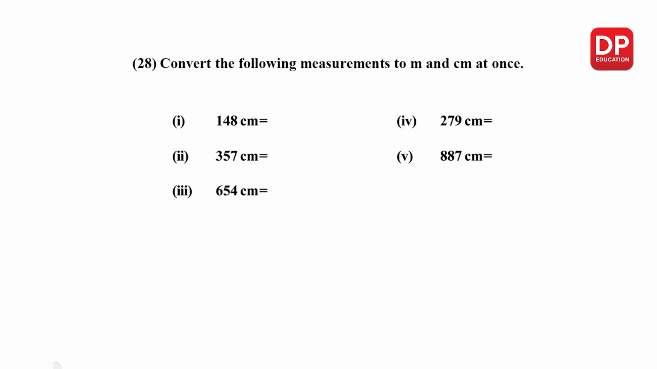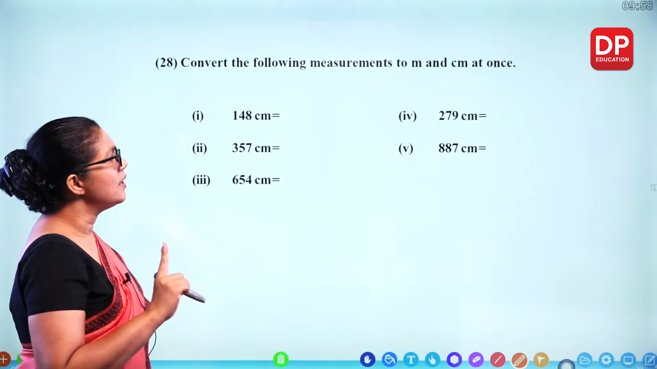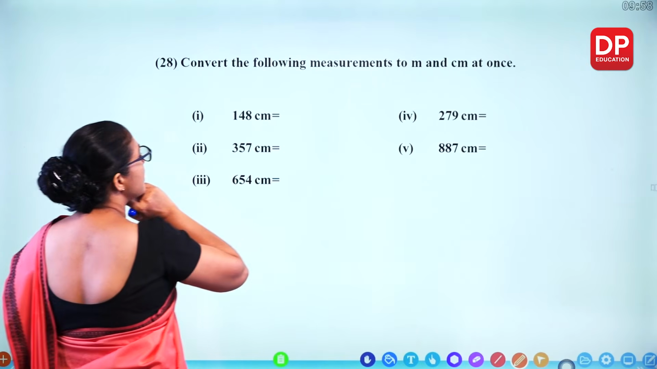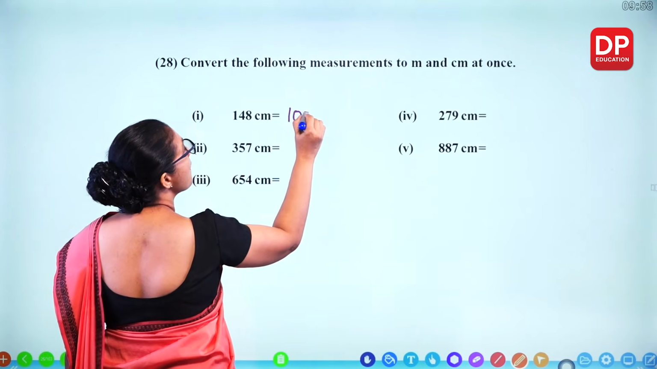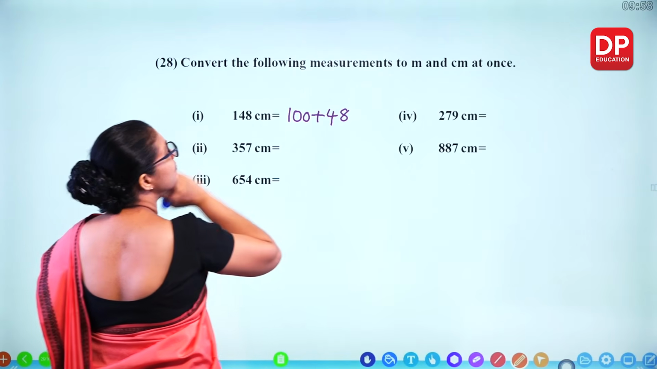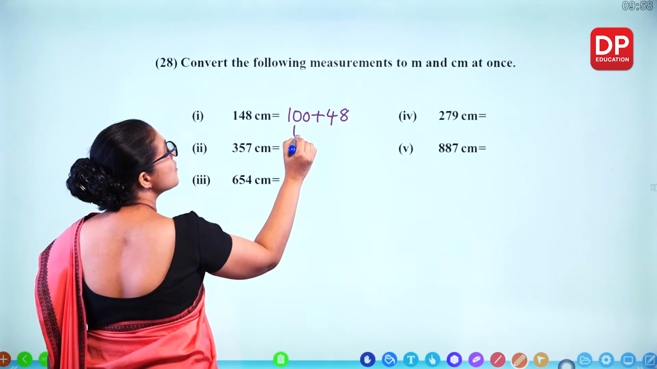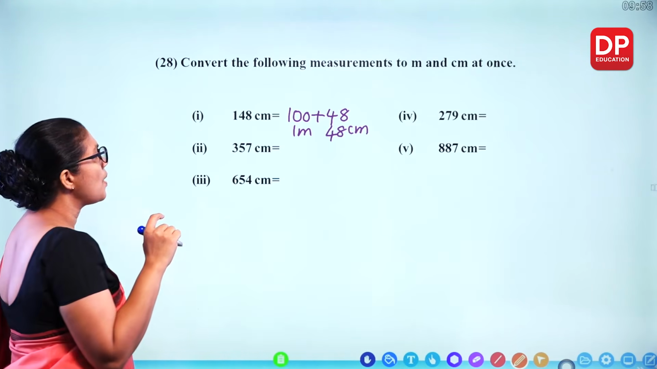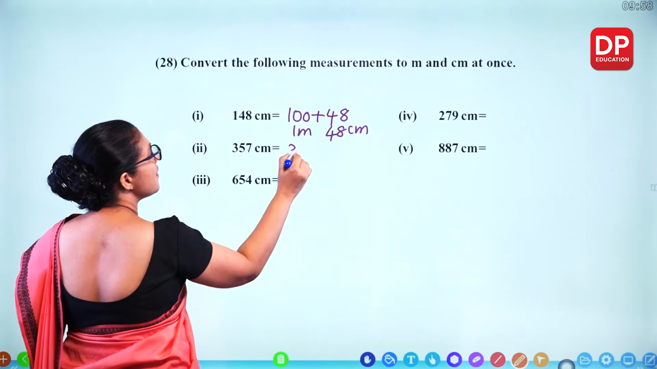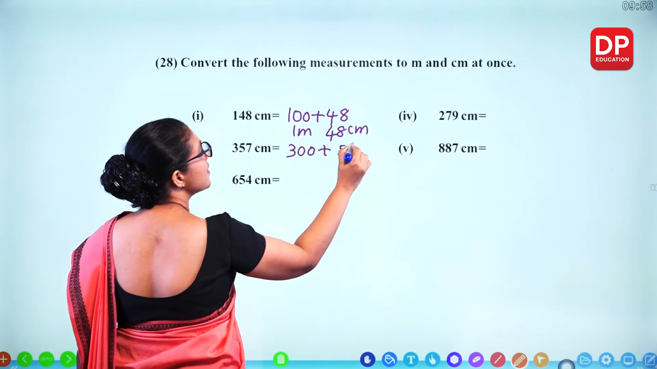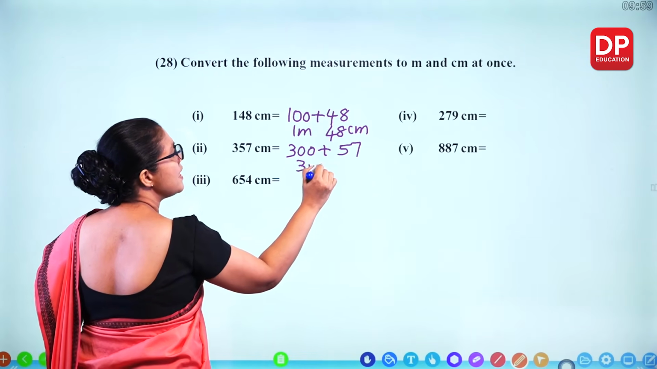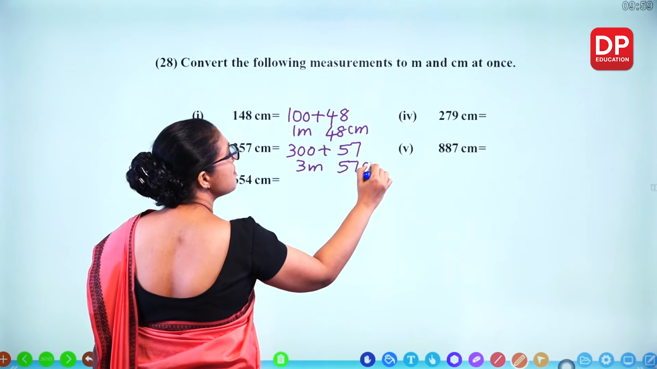Convert the following measurements to meters and centimeters at once. So what we do? Again split it and divide by 100 to get meters. I can take 100 plus 48. Divide by 100 means 1 meter and 48 centimeters. This one, 300 plus 57. 357. Divide this by 100, that means 3 meters and 57 centimeters.